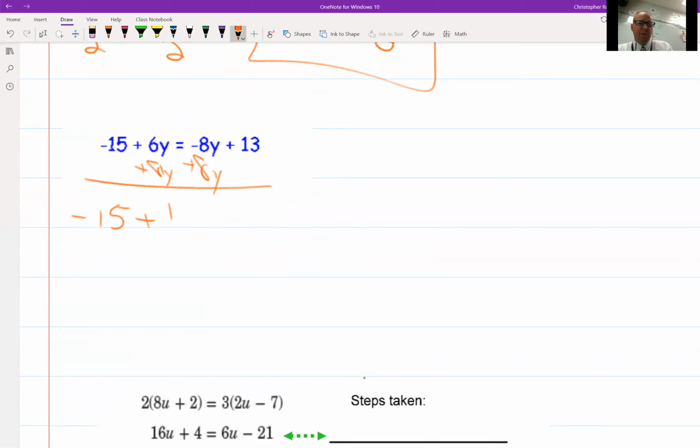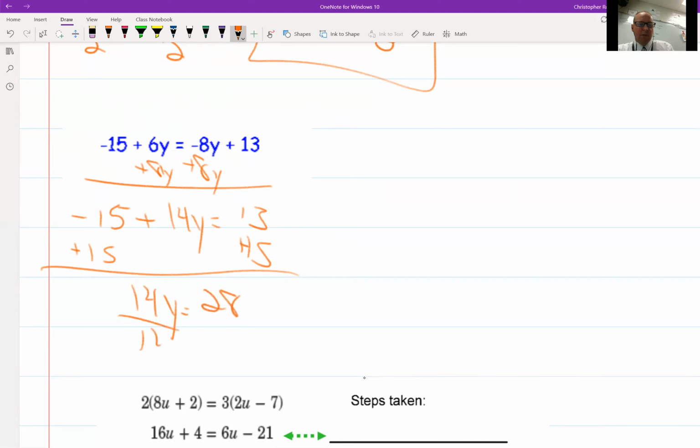All right, so here we go, 14y, and now it equals 13. I'm going to add 15 because this, although we're adding, it's a negative. So to get rid of negative 15, I have to add 15. So 14y now equals 28. Isn't that nice, right? Because that would be 14 doubled.